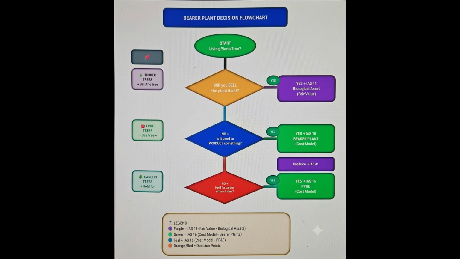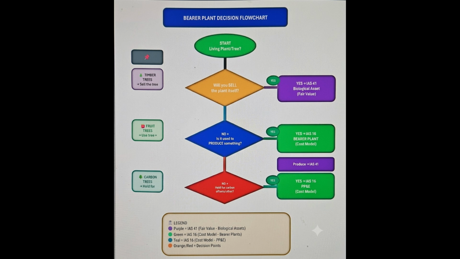Following the flow chart to the right, bearer plants fall under IAS 16, and you use the cost model, treating it essentially like factory machinery that depreciates over time. Then look at the little purple box right below. The tree is IAS 16, but the actual produce, the apples you pick, is still accounted for under IAS 41 until harvest. So don't mix those two up.